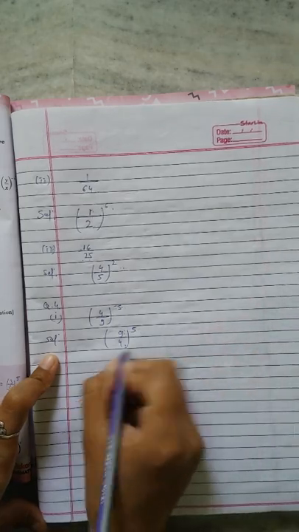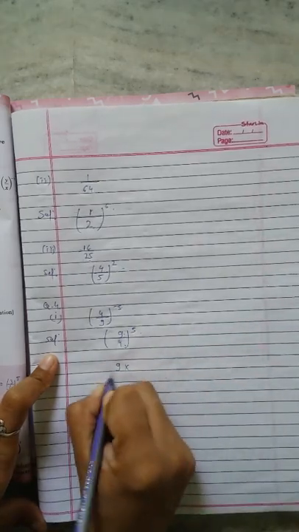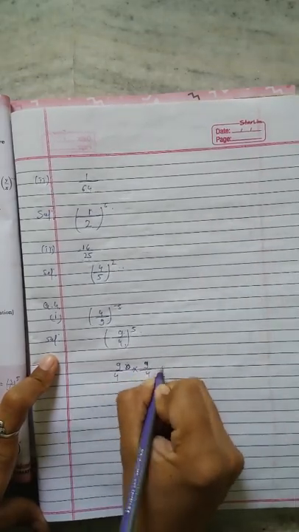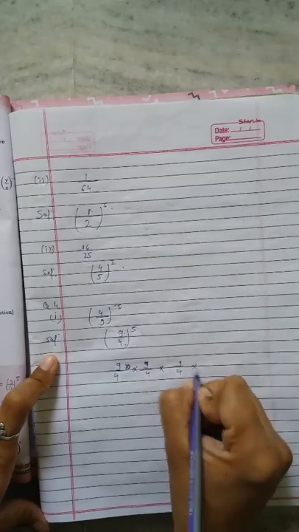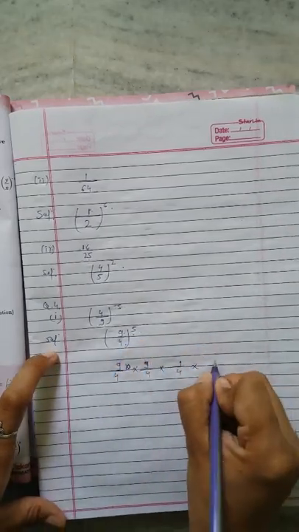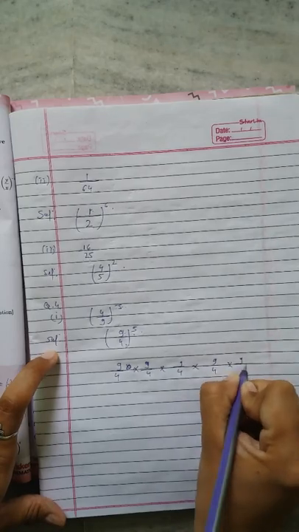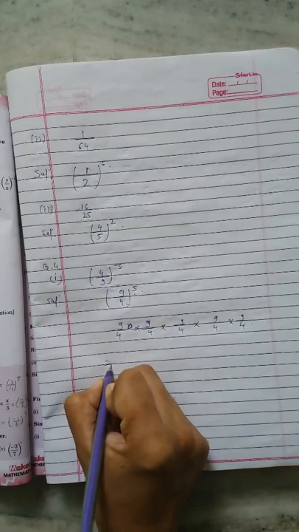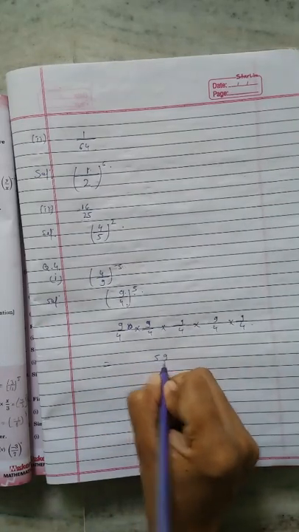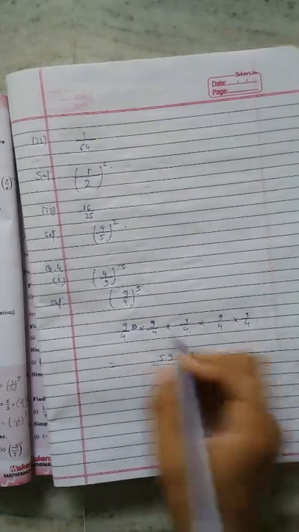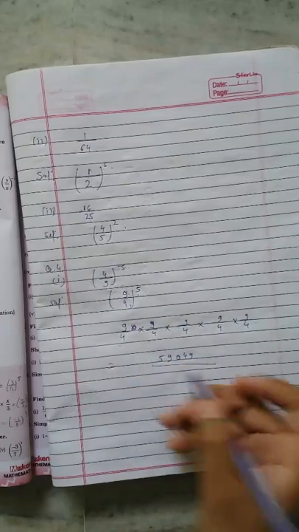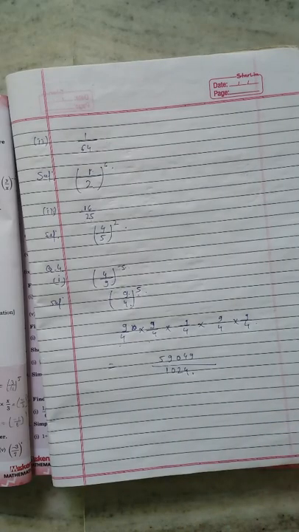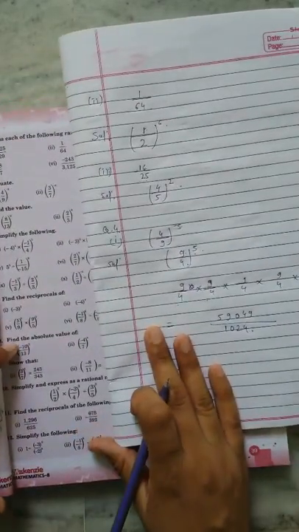So write this term 5 times: 9 upon 4 multiplied by 9 upon 4, and so on, 5 times because the power is 5. So if we multiply 9 five times, what do we get? We get 59049. And if we multiply 4 five times, what do we get? We get 1024. Okay, understand? Now see the next one.